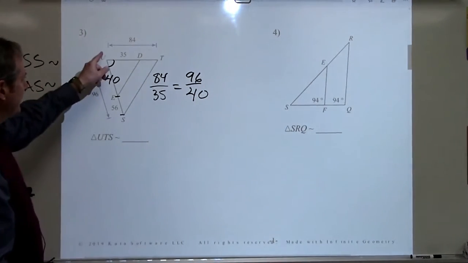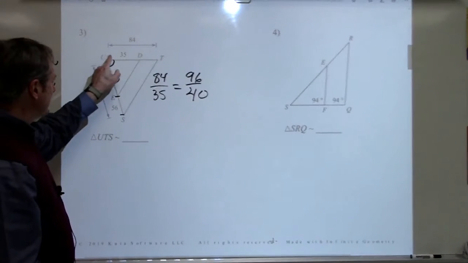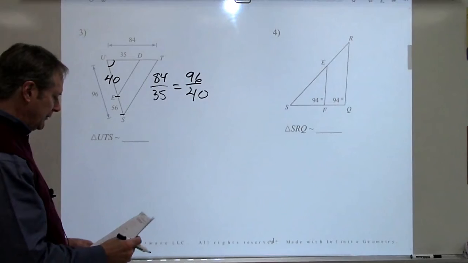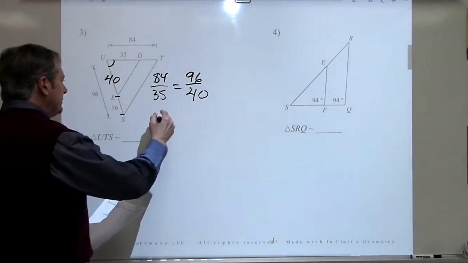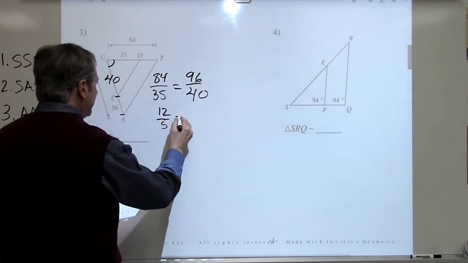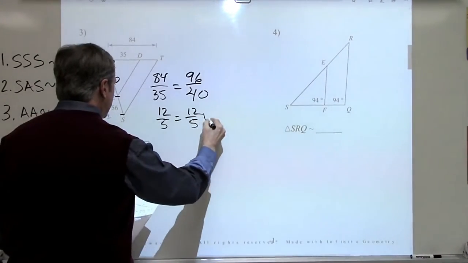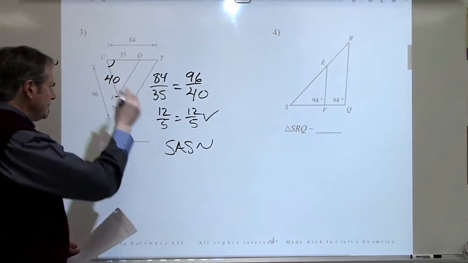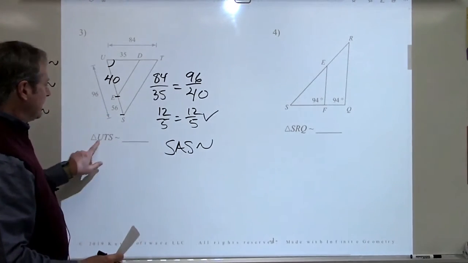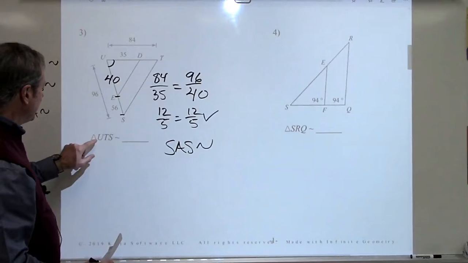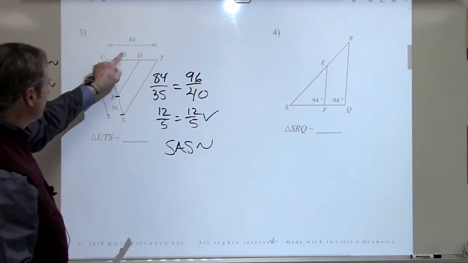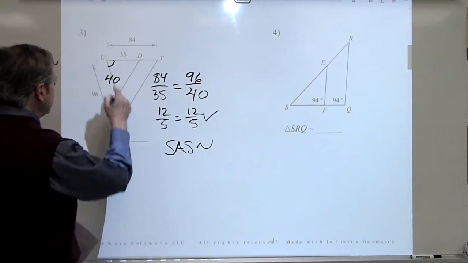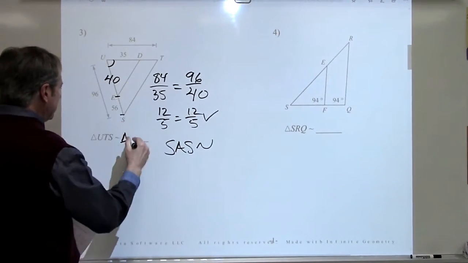So again, we're saying, is this big side compared to that small side the same proportion as that big side compared to that small side? And if you do the work in the calculator, sure enough, you'll find that they both reduce to 12 over 5. So by side, angle, side similarity, these two triangles are similar. Now let's get the right similarity statement. It says triangle UTS. Well, that must be similar then to UDE.